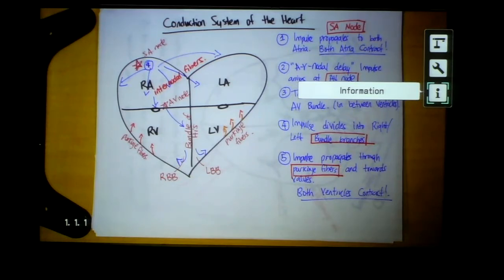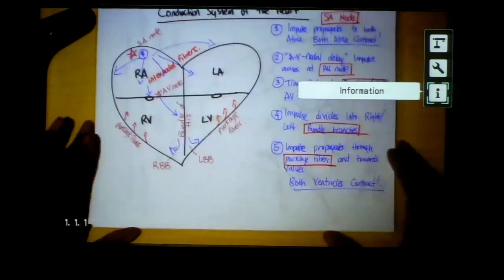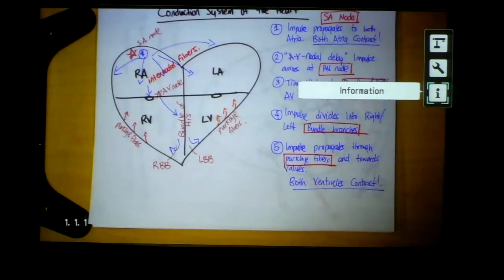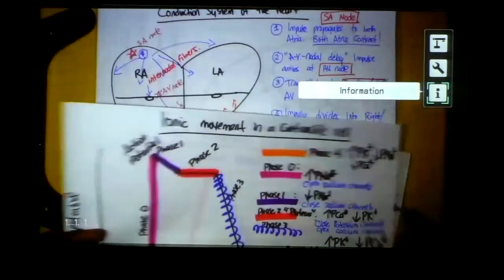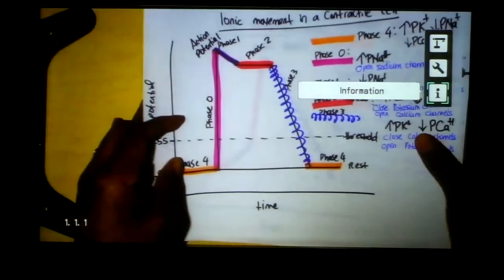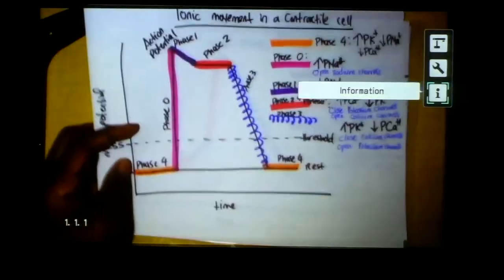The 5 phases of electrical activity in cardiac cells. Oh, okay. Yeah. So in the contractile cell, well, actually, let's look at both. So remember we said that we have 2 types of cells in our heart, right? We have contractile cells, which are actually doing the work, the contraction.